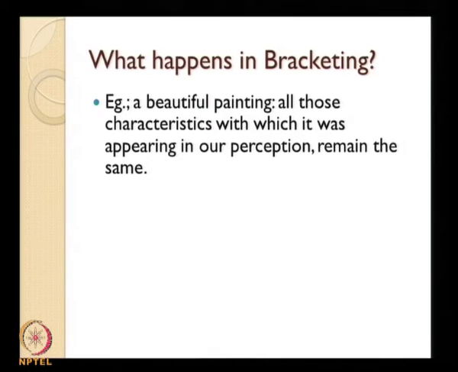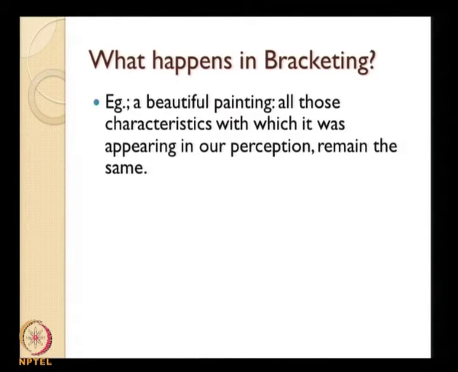Let us take a very concrete example. We see a beautiful painting with all colors and textures and other things, and we appreciate it as a beautiful painting. In spite of being a painting which has some aesthetic value, it is an object in the world. I am perceiving this object, but my perception is not just perceiving an object like a chair or something else, but I am understanding a painting which I can appreciate as a beautiful object. Now, all those characteristics with which it was appearing in our perception remain the same.